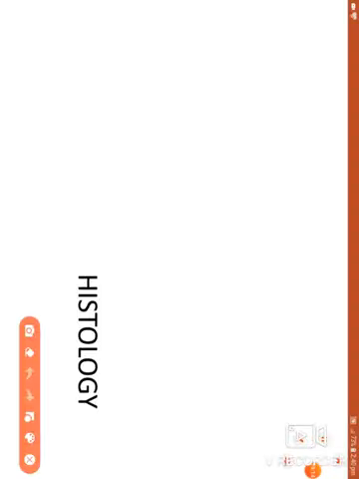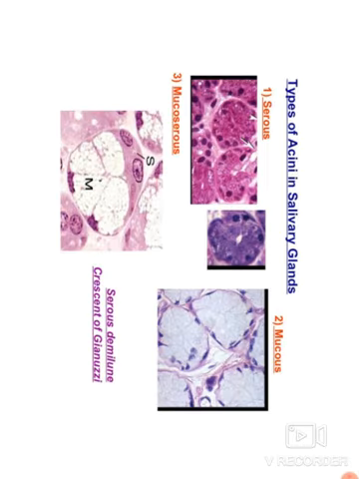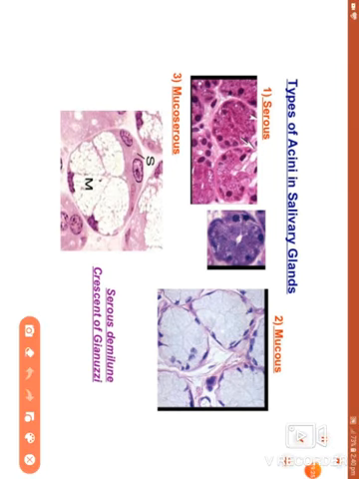Then next is the microscopic structure of the salivary glands. The salivary glands secrete saliva. They have an excretory part and consist of secretory units. The secretory unit consists mainly of two types of acini, the serous acinus and the mucous acinus. The secretory part is supported by connective tissue, the fibroareolar tissue. Then we'll see the structure of the serous and mucous acini.